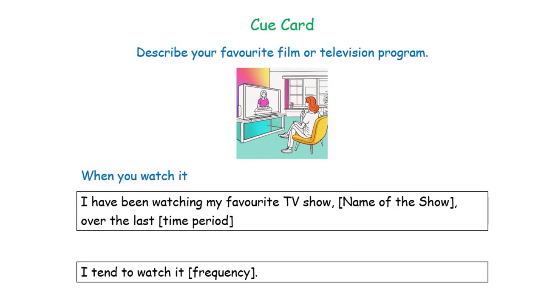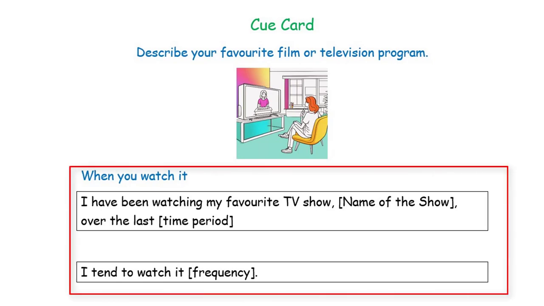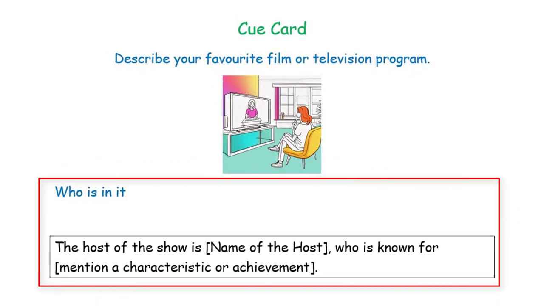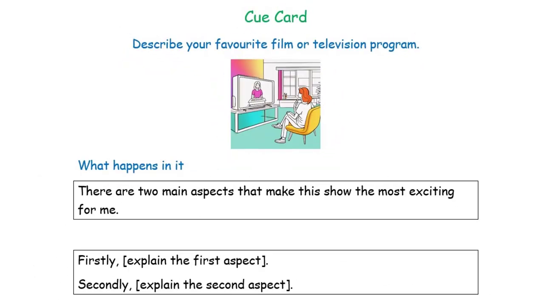When describing your favorite film or TV show, follow this template. I have been watching my favorite TV show, and then indicate the name of the show, over the last, and here you need to indicate the time period. And then I tend to watch it, and then indicate frequency. The host of the show is, and then indicate the name of the host, who is known for, and then mention a characteristic or enhancement.